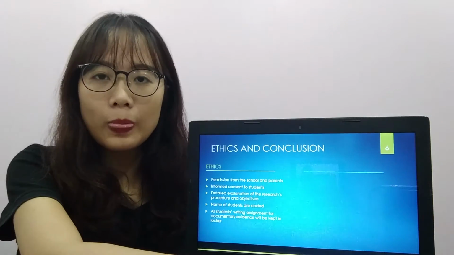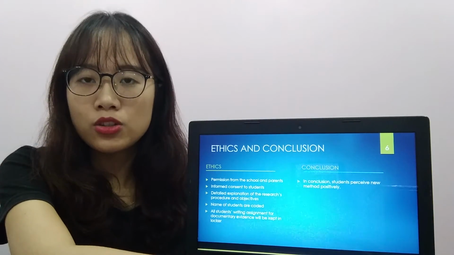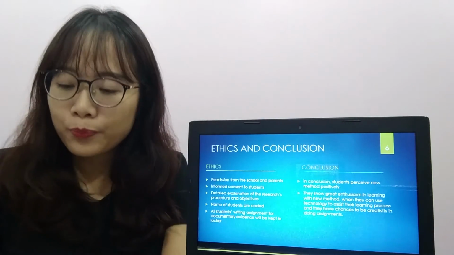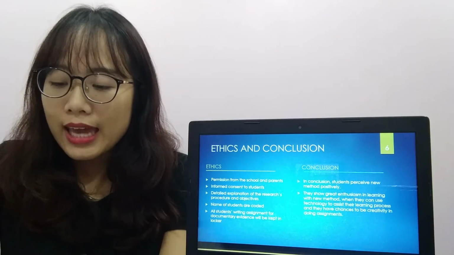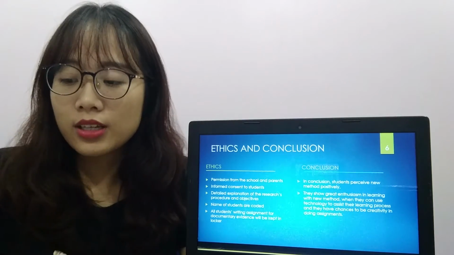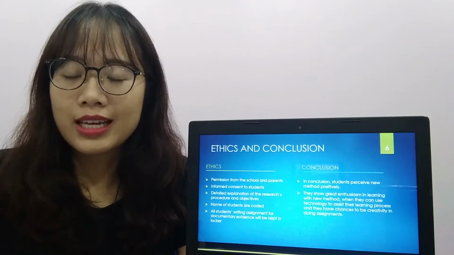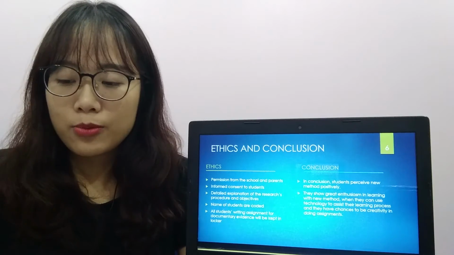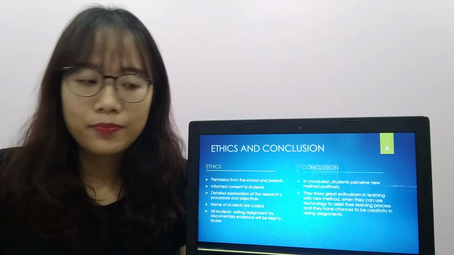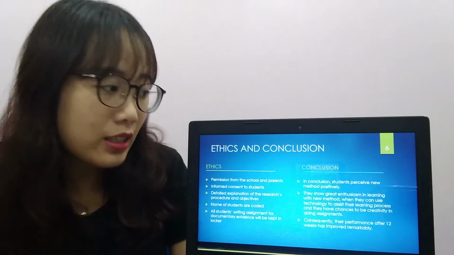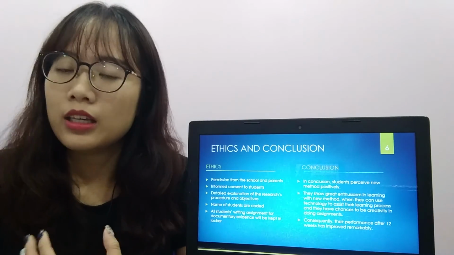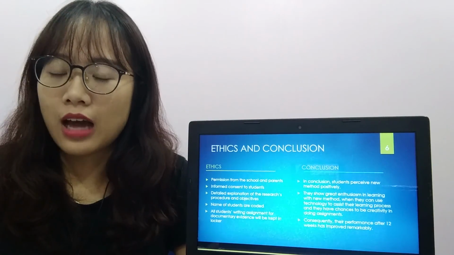So in conclusion, I hope that the students will respond positively to the use of flipped classroom models, and they can show great enthusiasm in learning with new methods where they can use technologies to assist their learning process, and they can have chances to use their creativity in doing assignments. And consequently, I hope that their writing skill will be improved remarkably after the research.